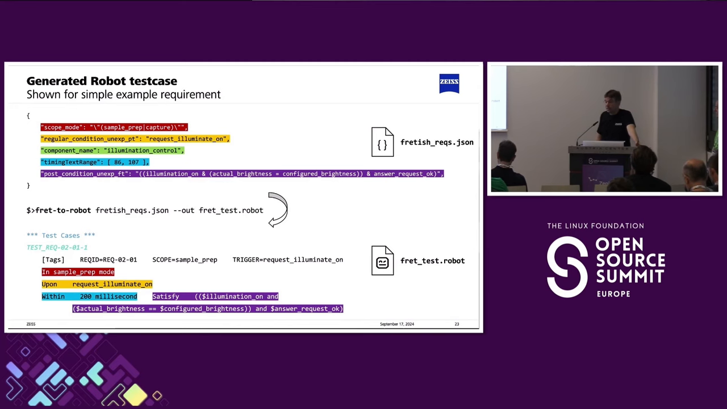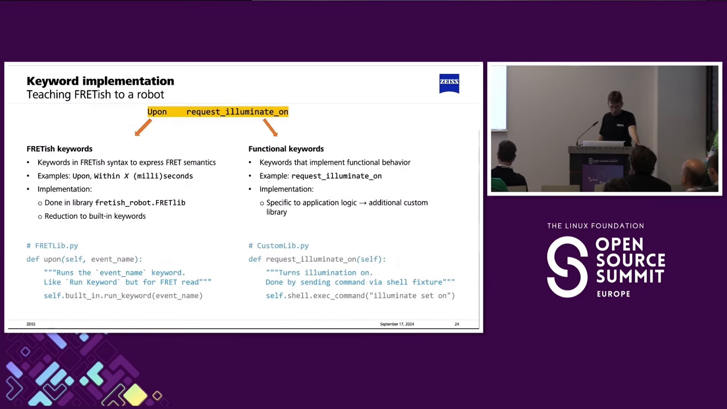Now we know, okay, it's human readable, but how can this be executed on a machine? And this, I want to go into detail in this slide. Keyword implementation, it's not just the translation tool. Of course, we need to tell robot what to do when it encounters certain keywords. And here we need to separate between the keywords that are given by the FRETish language. This is general to all applications. And then there are functional keywords which are specific to each application, like in our case, to the digital microscope application.